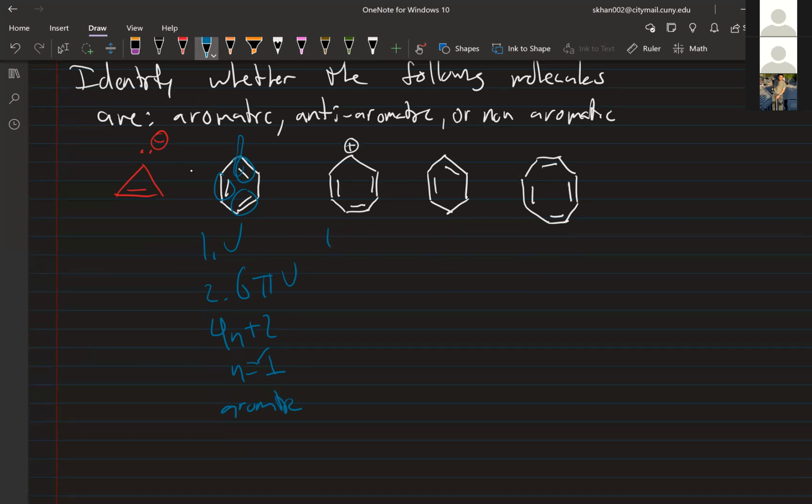Now this one, does it fit criteria 1? Yes, right? Sharuk, sorry, you put yes. 4n plus 2. Is that supposed to be 4n minus 2 actually? No, it's 4n plus 2. That's the formula for Huckel's number. The other one is 4n.